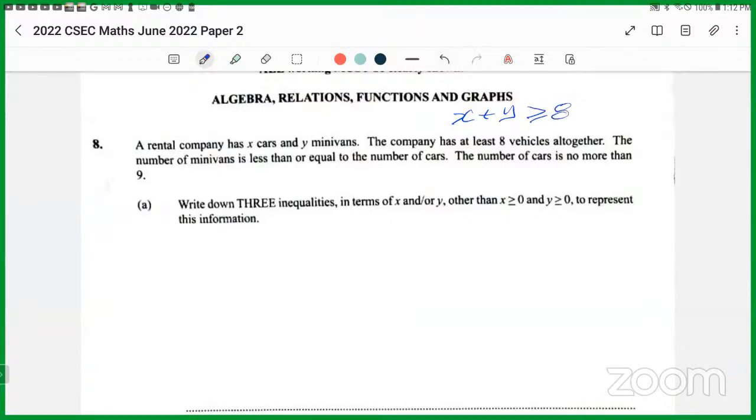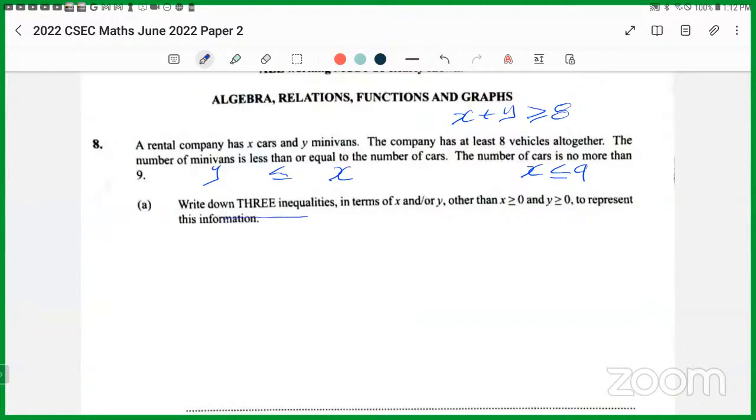It says the number of minivans, Y, is less than or equal to the number of cars, which is X. That's another inequality. It says the total number of cars, which is X, is no more than 9. No more than 9 means 9 or less, so X is less than or equal to 9. That's the 3 inequalities right there.